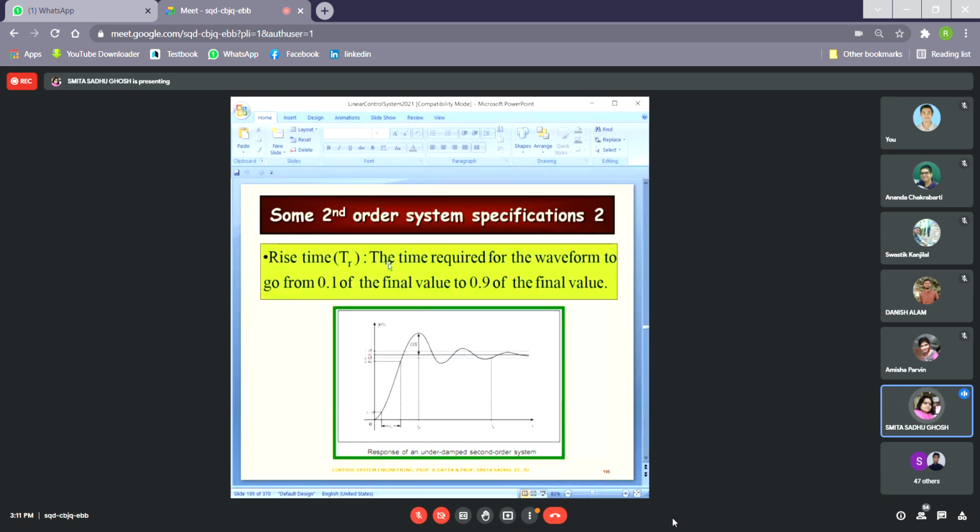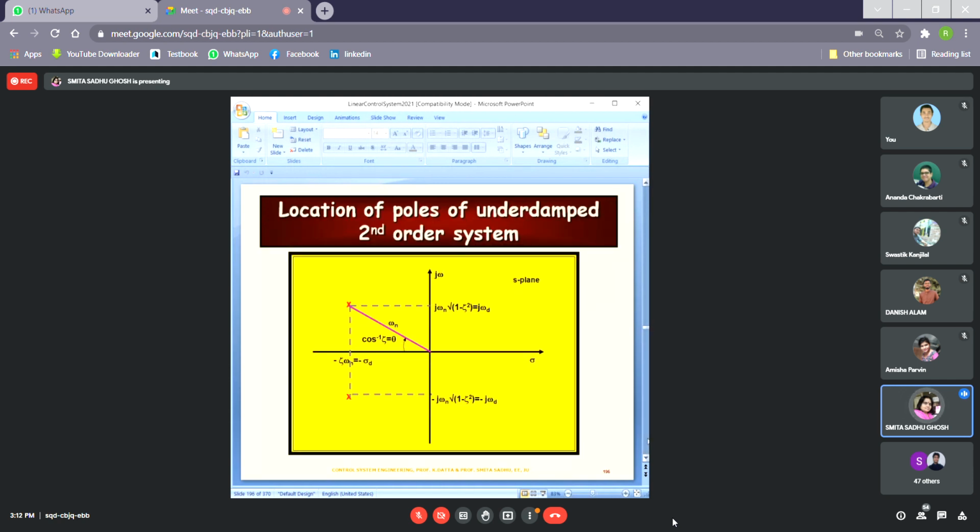Now the rise time, again a term which you are familiar with, right? The time required for the waveform to go from 10% to 90% of the final value, or you can say 0.1 to 0.9 of the final value. So over here you can see that that can be found out, right? Again, the expression you would find in standard books.